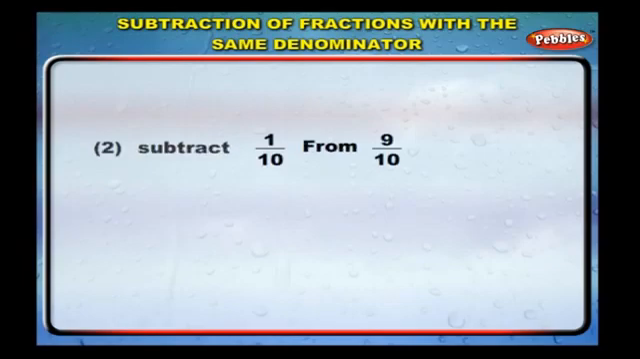Sum 2. Subtract 1 by 10 from 9 by 10. The denominators are the same. So, deduct the numerators, that is 9 minus 1, which is equal to 8. So, the answer is 8 by 10.